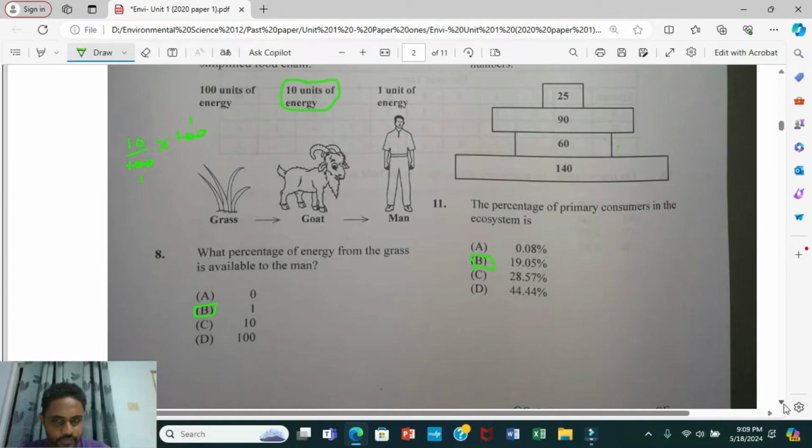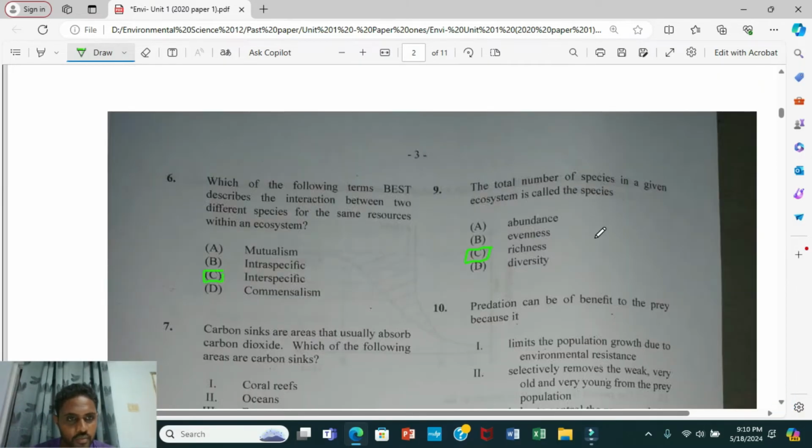All right. Question 9. The total number of species in a given ecosystem is called species richness. All right. Now, there's a close difference between abundance and richness. Abundance would mean the total number of individuals within a species, or within all the species together. However, species richness is the number of species that are found in the ecosystem. So the abundance is more detailed than the richness. All right. Let's move to 10.